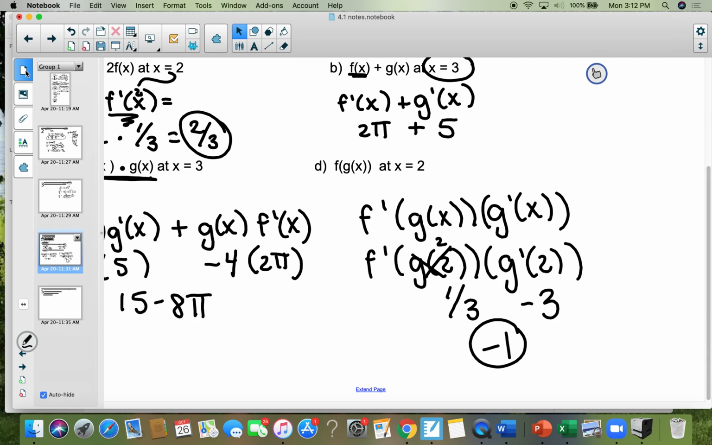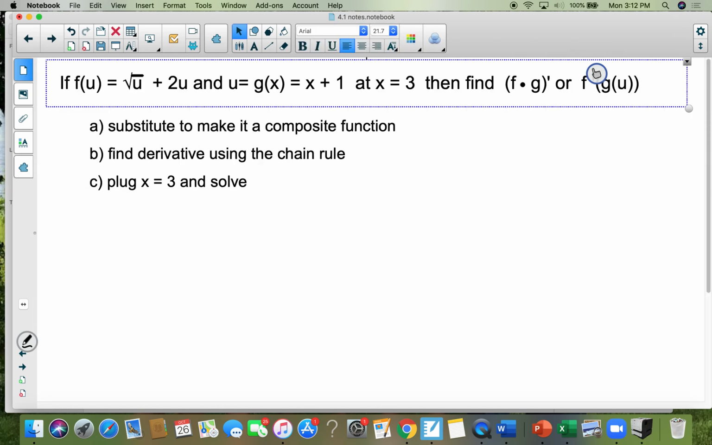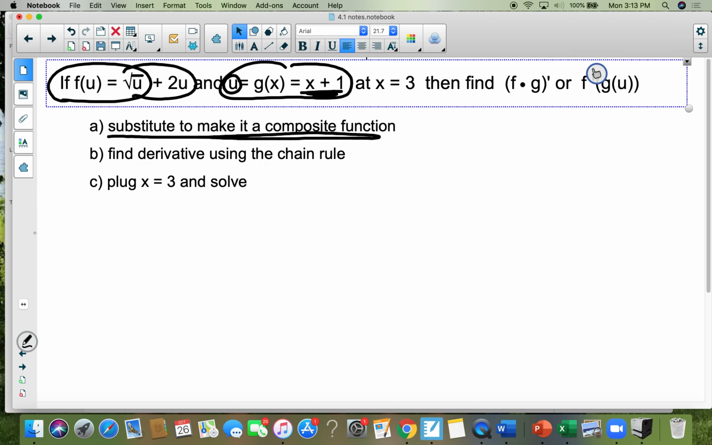And the last part, the last set of notes. Okay, if they tell you to do this, and f of u is the square root of u plus 2u, and u is equal to the g of x, which is x plus 1 at x equals 3, then find f of g prime, or f of g of u. So if you see something like this on the test, and they say that u is equal to x plus 1, all I want you to do is to substitute right away before you find the derivative.